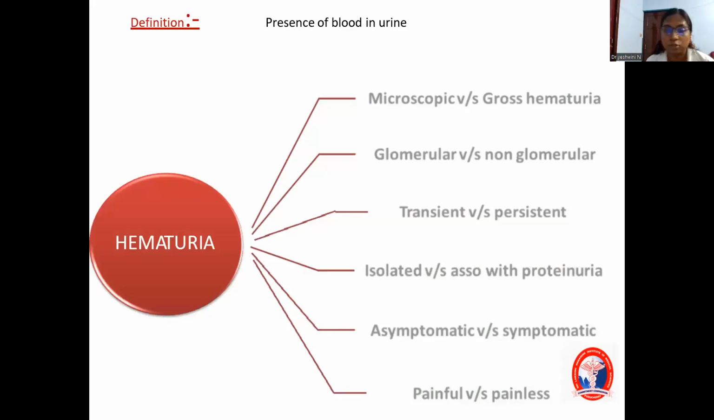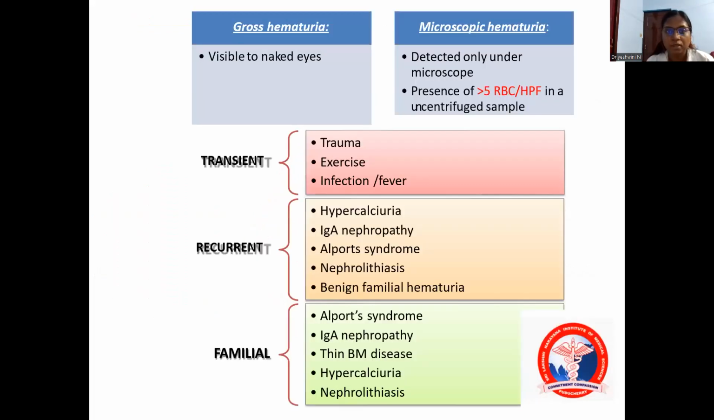Hematuria could be either microscopic or gross hematuria, or you can classify it as a glomerular or non-glomerular cause, or transient versus persistent, isolated versus associated with proteinuria, symptomatic versus asymptomatic, or painful versus painless. Already we have defined hematuria: more than 5 RBCs per high power field in an uncentrifuged urine sample. Gross hematuria is what you can even see with the naked eye. Microscopic is only visualized under the microscope.